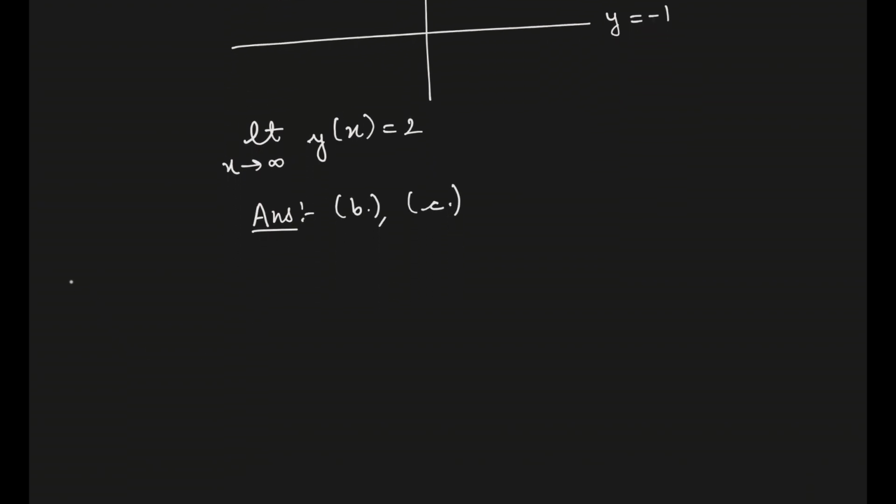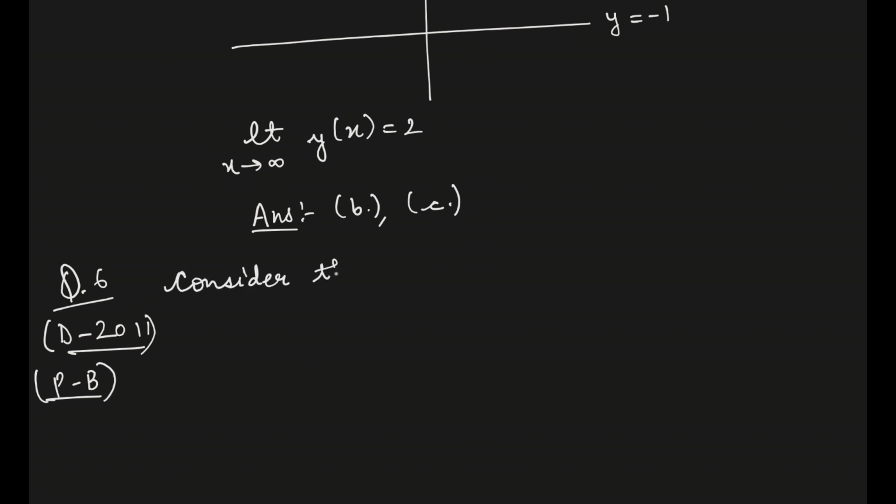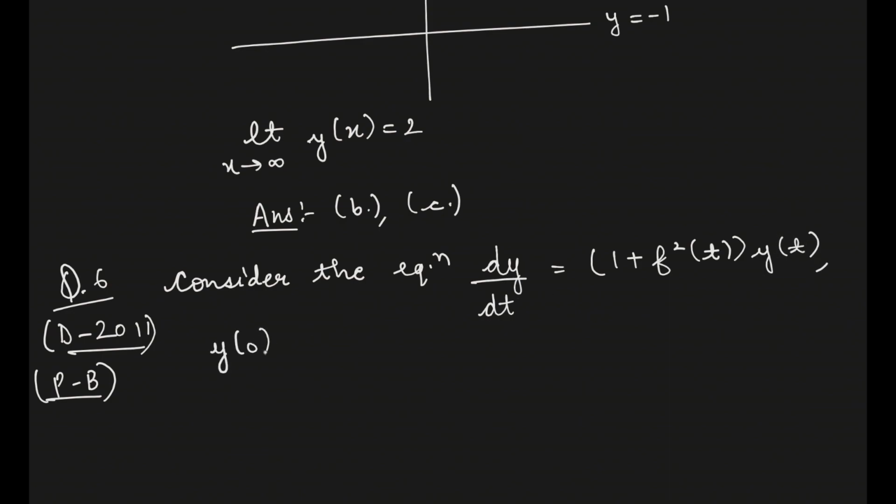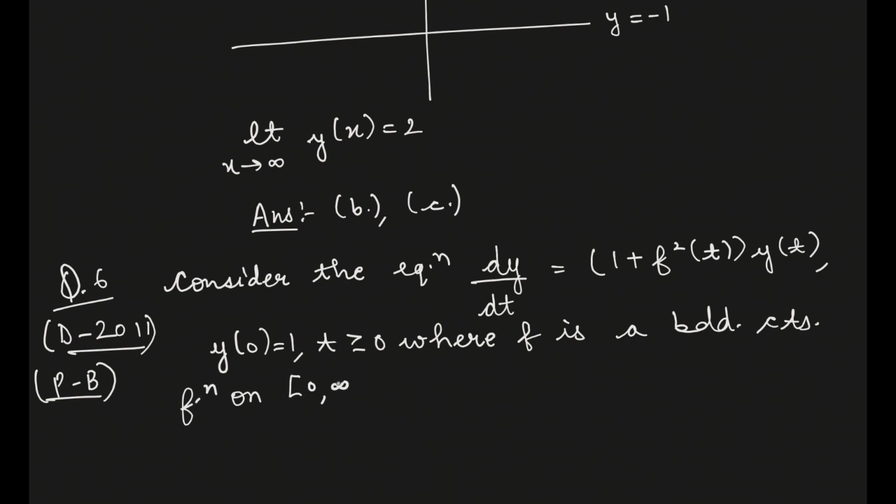Now let us discuss the next question. It was from December 2011, Part B question. Consider the equation dy upon dt equal to 1 plus f square t times yt, y0 equal to 1, t greater than or equal to 0, where f is a bounded continuous function on 0 comma infinity.